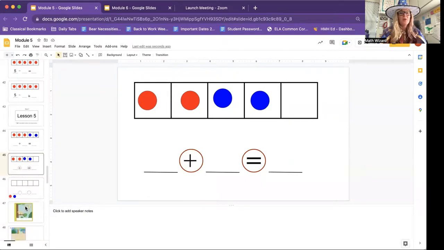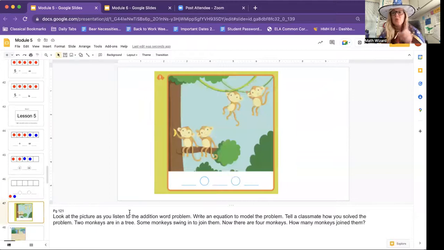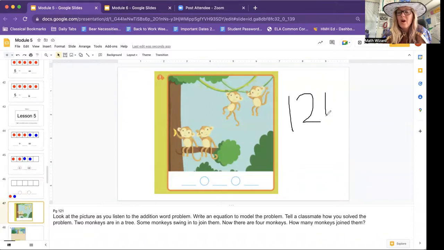Okay, so let's get started. Page 121. Oh, look, those look just like my students. Some monkeys. All right, we're going to page 121. 121, and that's what it looks like.